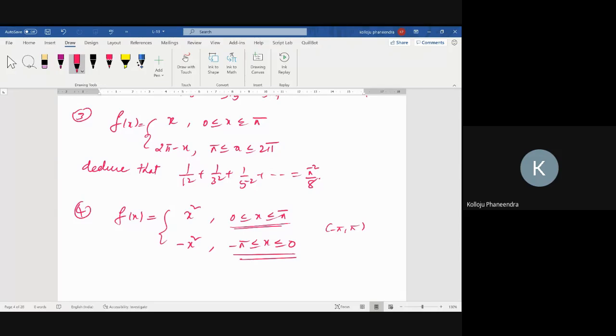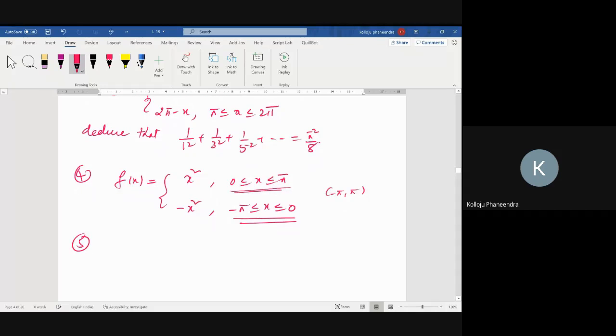Not this problem, 0 to pi. Lastly, one more problem, the fifth one. An alternate series.